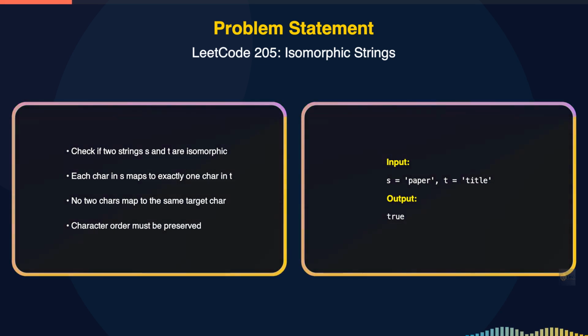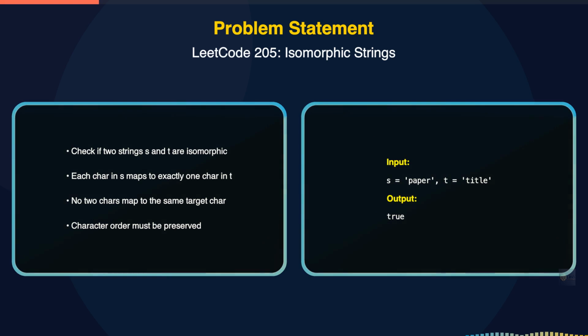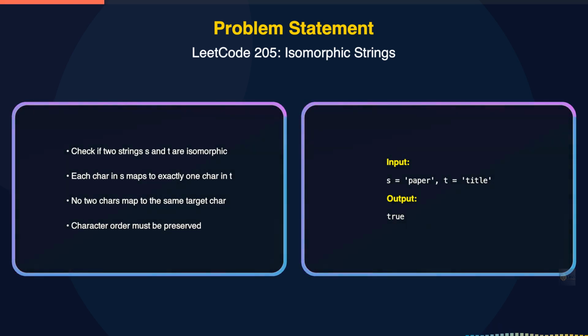Two strings are isomorphic if the characters in S can be replaced to get T, while preserving the order of characters. There is a critical rule: every character in S must map to exactly one character in T, and no two characters can map to the same one. It is a perfect one-to-one relationship.